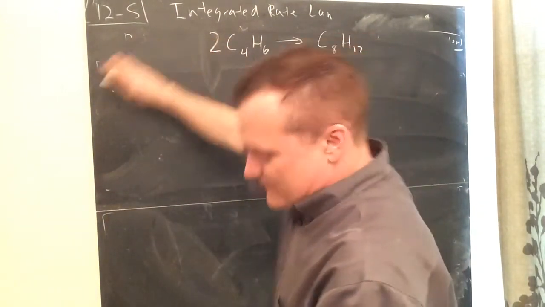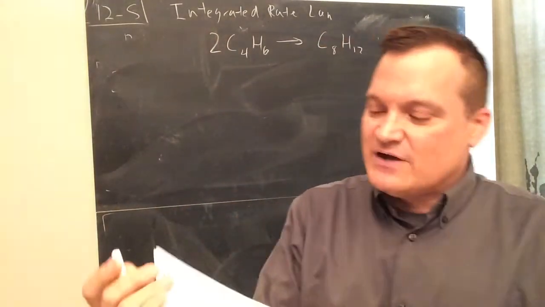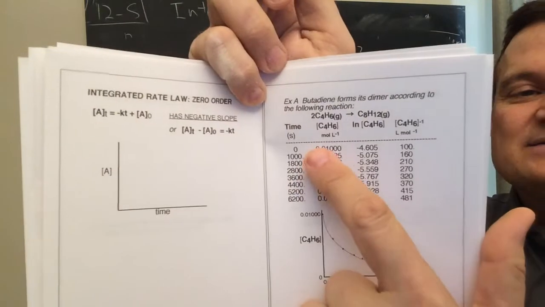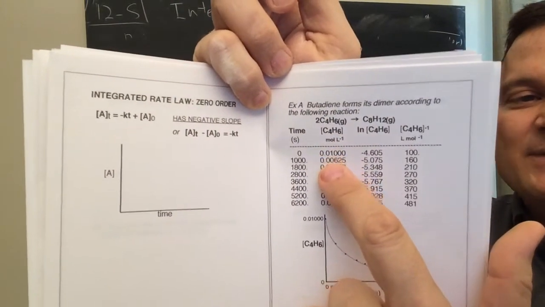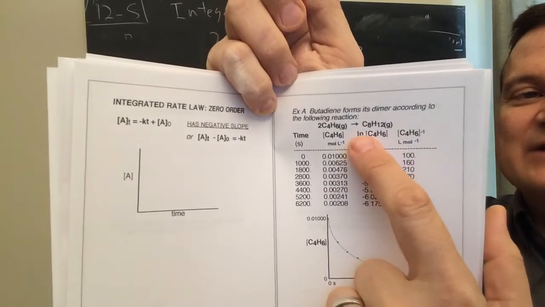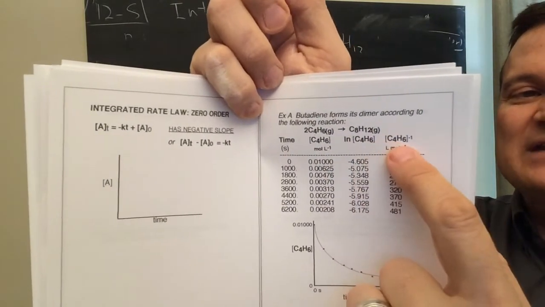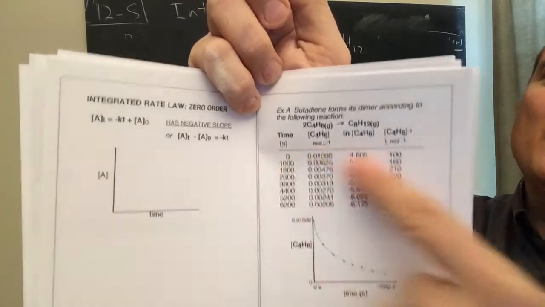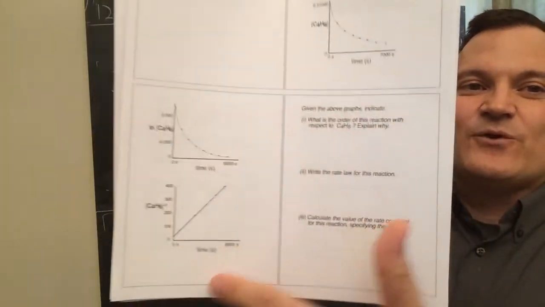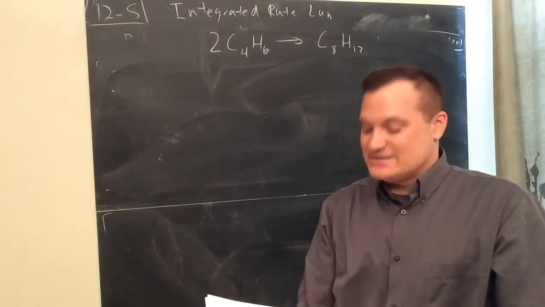Okay, so back to this. Here we go. So this is how they've done it along the AP. They say, look at the data. And notice this. They gave you the concentration going smaller, smaller, smaller as time goes by. And they even gave you the natural log. And they also gave you the inverse. So they did all the math for you. And look at this. They even made the graphs for you. This graph, this graph, this graph. So look at the graphs. 1, 2, 3. Think for a minute. What order is this going to be?